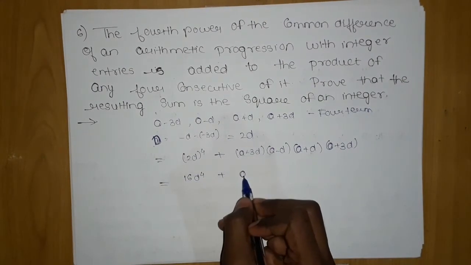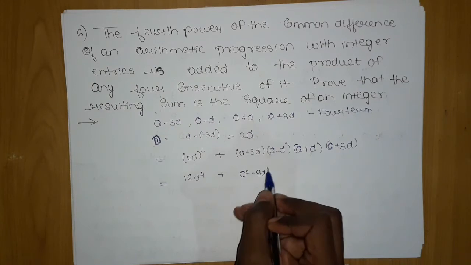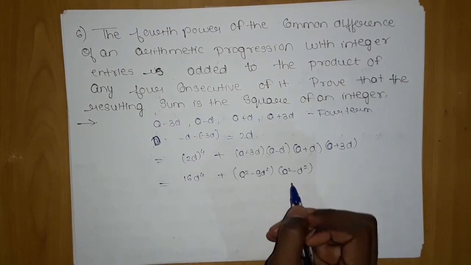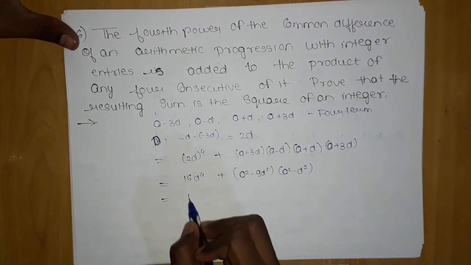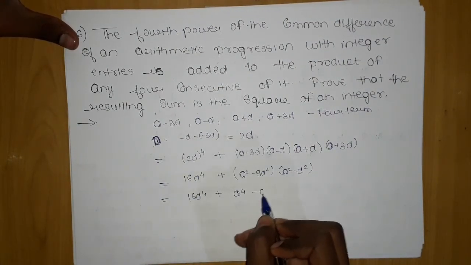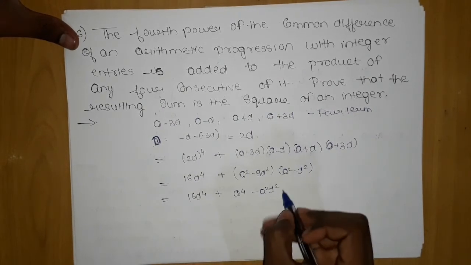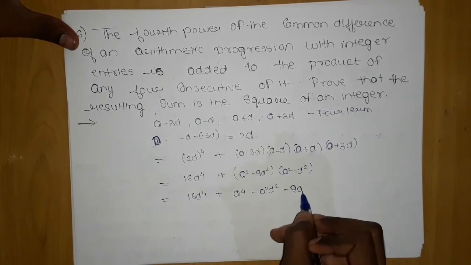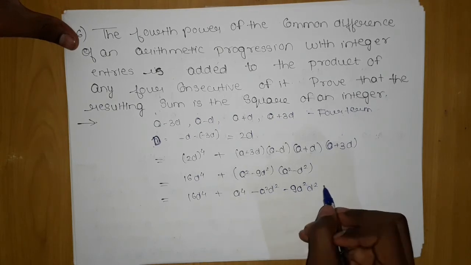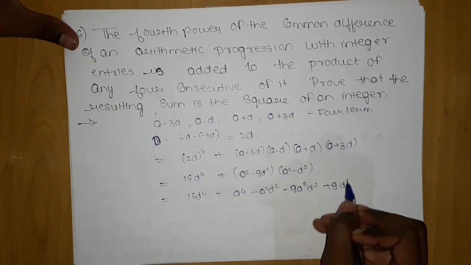Further I will get a square minus 9d square, and here I will get a square minus d square. There is nothing great to explain in these things. 16d raised to 4 plus a to the 4 minus a square d square, minus 9 a square d square. If I multiply this, what do I get? 9d raised to 4.